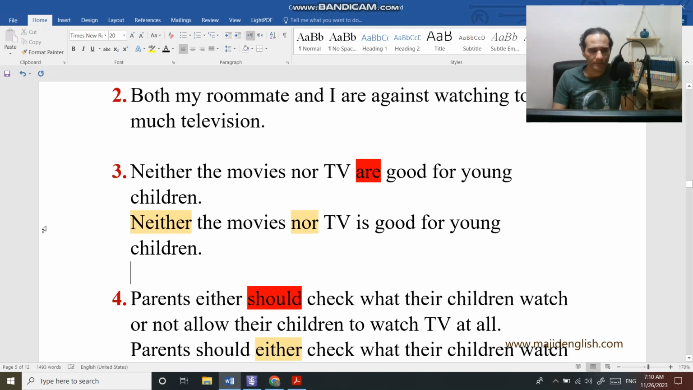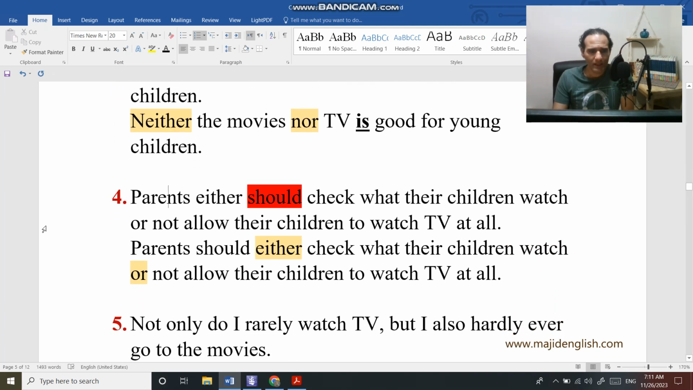Number 3, neither the movies nor TV. See, agreement of the verb with the nearest subject, with the closest subject, which is incorrect. Neither the movies nor TV is. It should be is, not are. That is the mistake.